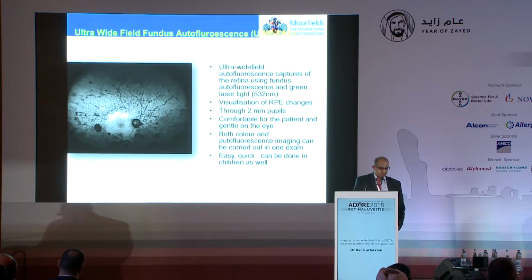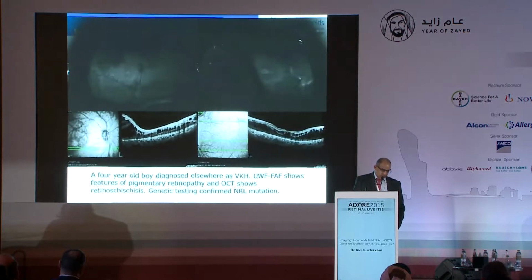autofluorescence. This is a patient with age-related macular degeneration, and you can see that there's loss of autofluorescence not just in the macula, but actually a lot more in the peripheral retina. And so this macular degeneration is actually age-related retinal degeneration.